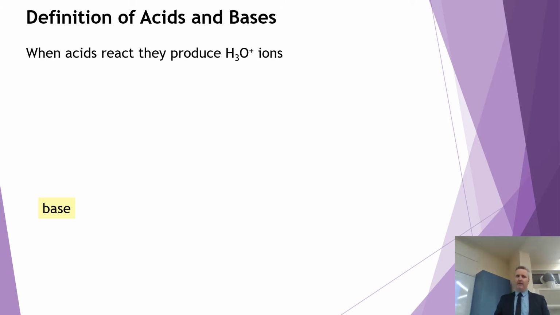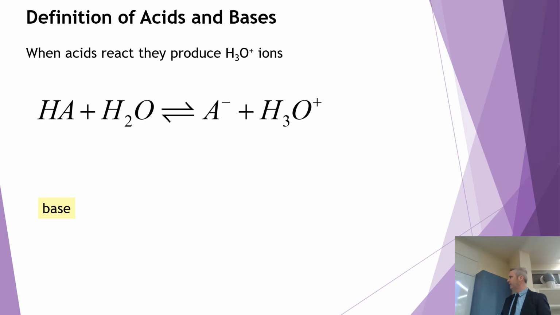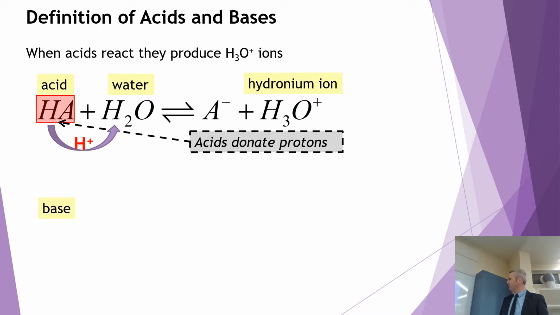When acids react, they produce H3O+ ions. So we can see here we've got a generic acid called HA. It reacts with H2O, or water, to produce hydronium ions. The reaction that actually happens here is that the acid donates a proton, that is, a hydrogen atom that has lost its electron. It donates a proton, a hydrogen atom and a positive charge, to the water, and that's how the water becomes a hydronium ion, because it's gained H+.